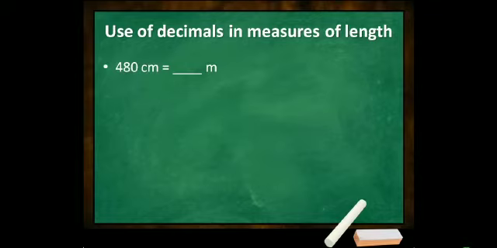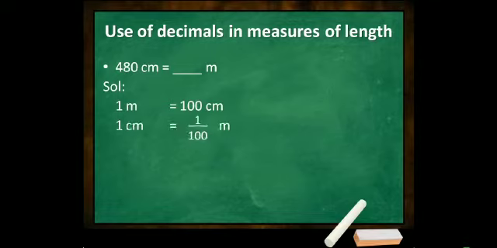You have to convert it into meters. 1 meter is equal to 100 centimeters. 1 centimeter, or you can say it is equal to 1 upon 100 meters. When you convert 1 centimeter into meters, you will get it as 1 upon 100 meters.